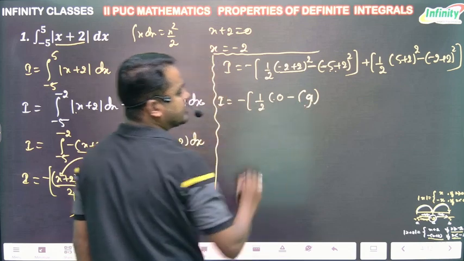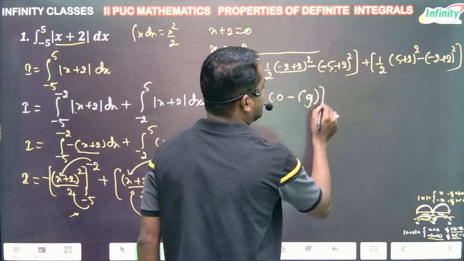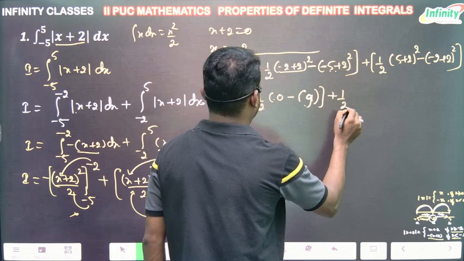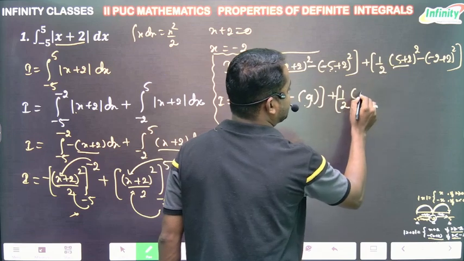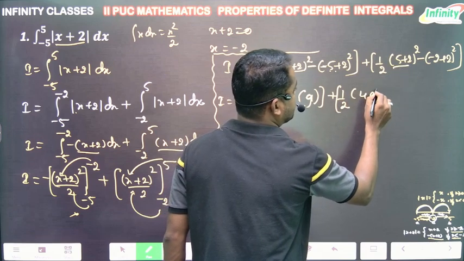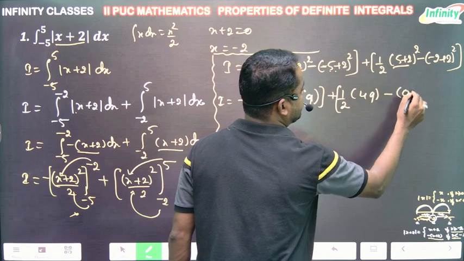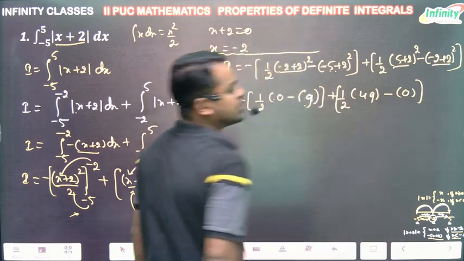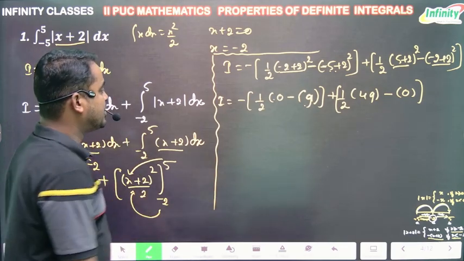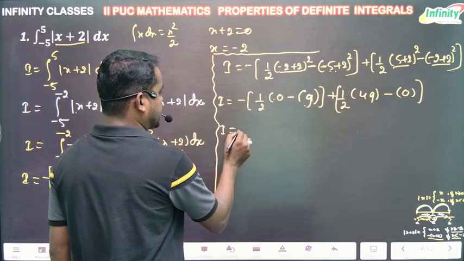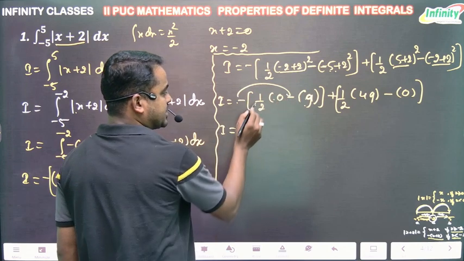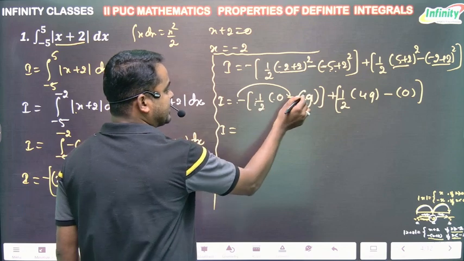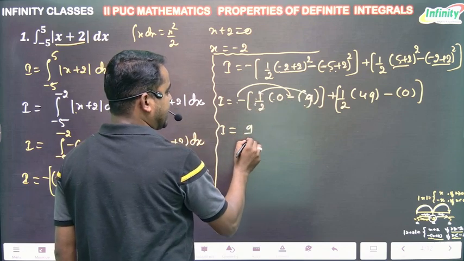This is 9. Now plus 1 by 2, that is 5 plus 2 is 7, 7 square is 49, and this will be 0 here. Minus 2 plus 2 is 0, 0 square is 0. Now I is equal to, open the bracket, minus 1 by 2 into minus, plus 9 ones are 9, that is 9 by 2.